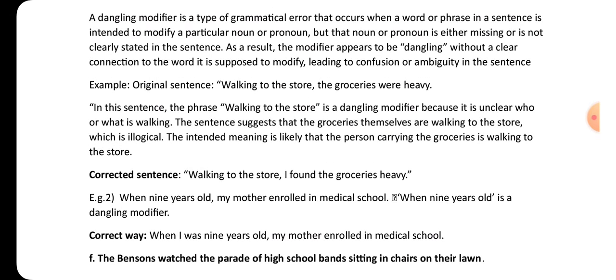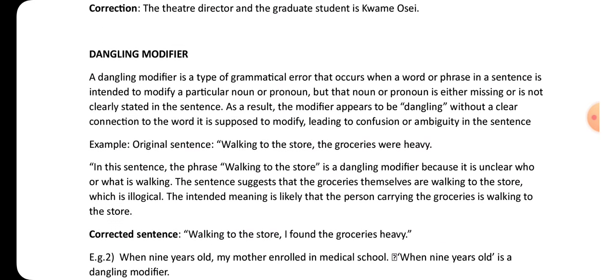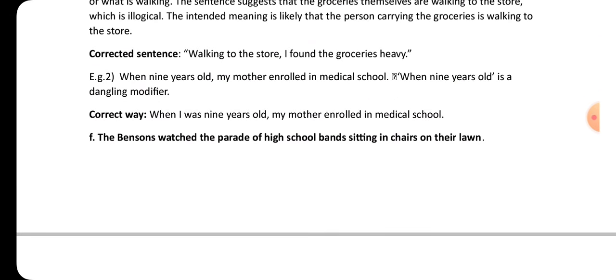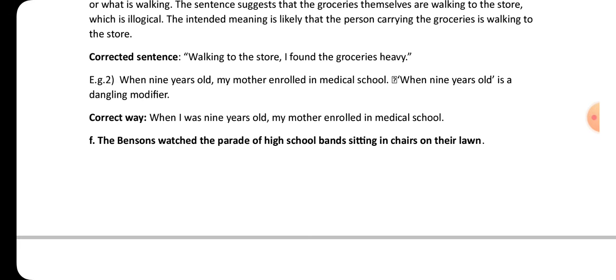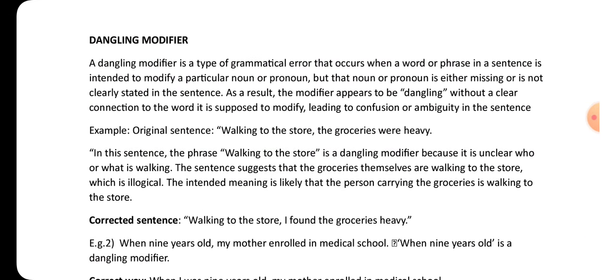The other example says, walk to the store, I found the groceries heavy. Sorry, let me look at the example. The example says that the Bensons watched the parade of high school bands sitting in the chairs on their lawn. Let me take it again. It says that the Bensons watch the parade of high school bands sitting in the chair on their lawn. This sentence is what we call a dangling modifier.